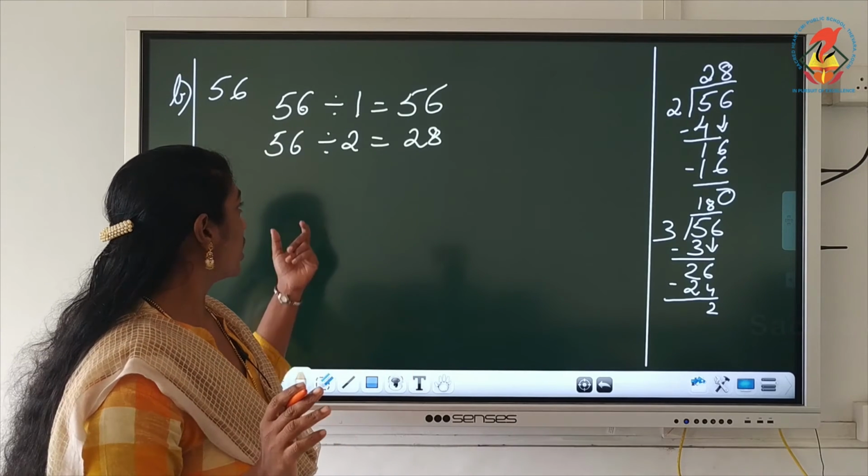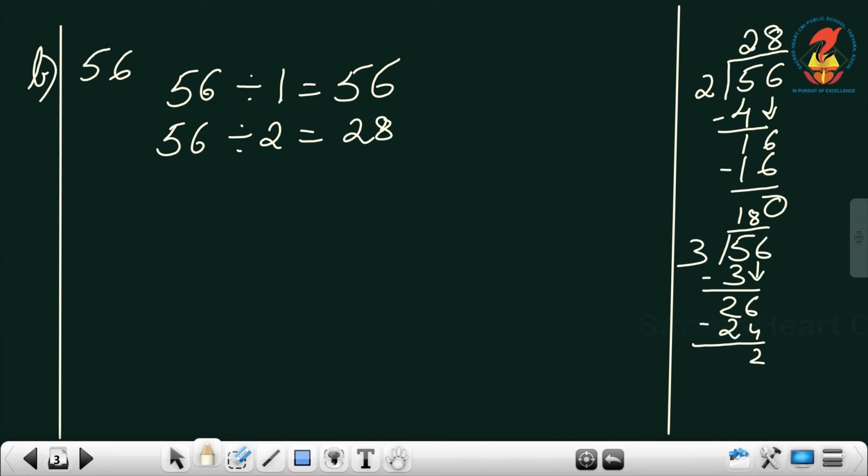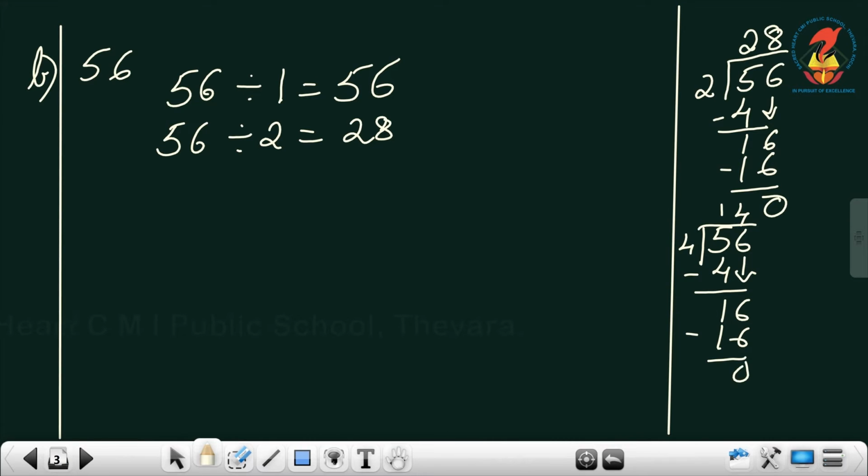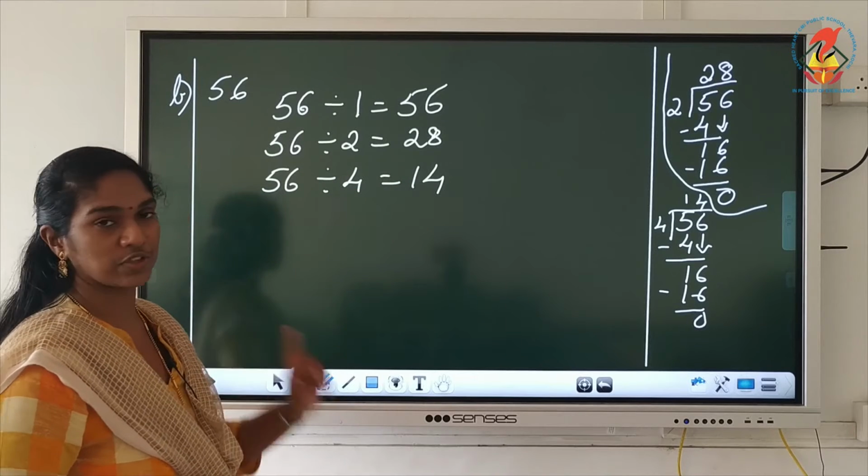Okay. Now, coming to 4's table, we will have to find out. 56 divided by 4. 1 time, when you minus, you get 1, bring down 6. 4's table, we have 16, isn't it? 4 4s are 16. When you minus, you get 0. This is totally different. Okay. So, what are you getting? 14. That is, for 56 divided by 4, you will get 14. Because 4 into 14 is 56.